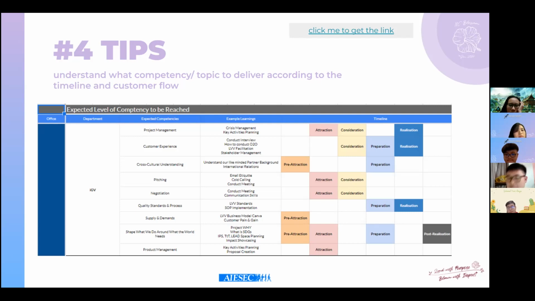So whenever you're in the interaction period, you can think about whether you want to deliver project management L&D or not.